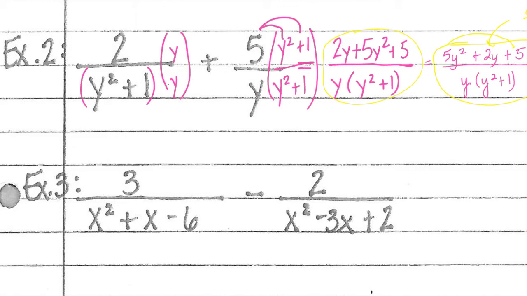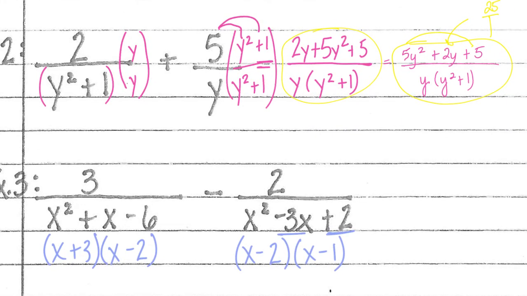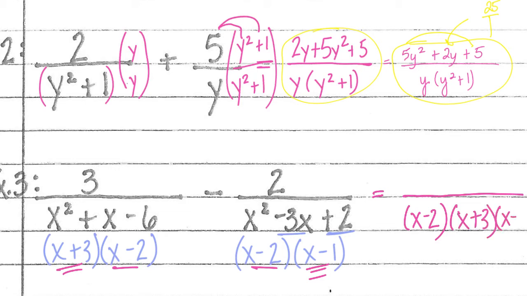Sometimes we do have to factor. So the factors of negative 6 that add up to be 1 are x plus 3 and x minus 2. The factors of 2 that add up to be negative 3 are x minus 2 and x minus 1. So because we need a common denominator, there are some things in common. This x minus 2 is in common. So I know we're going to need 1 x minus 2. X plus 3 and x minus 1 are not the same, so we're going to need an x plus 3 and an x minus 1. So our common denominator is x minus 2, x plus 3, x minus 1.